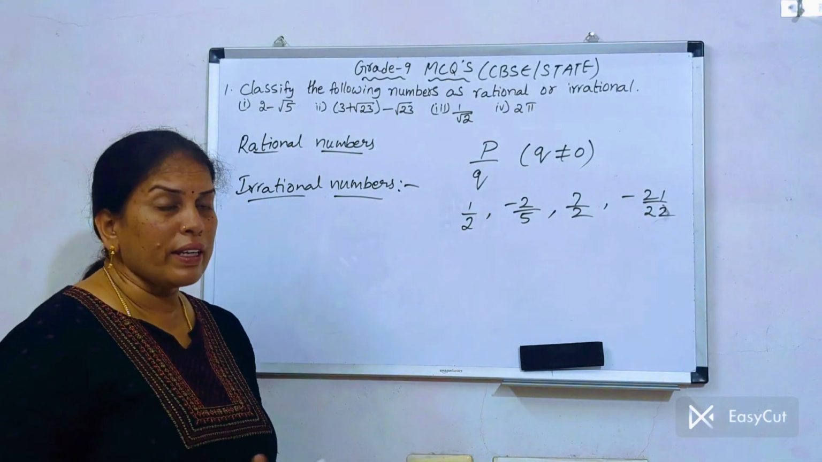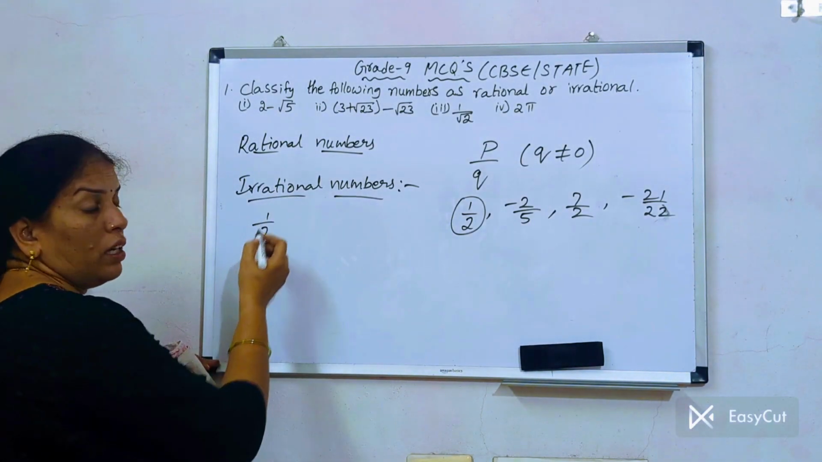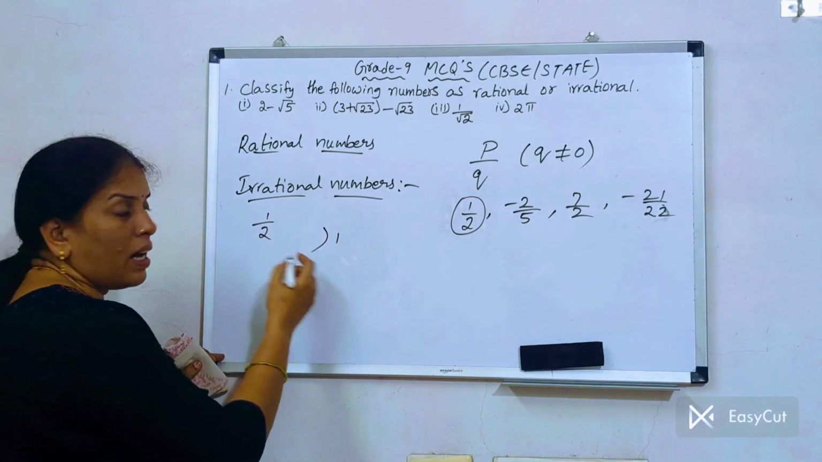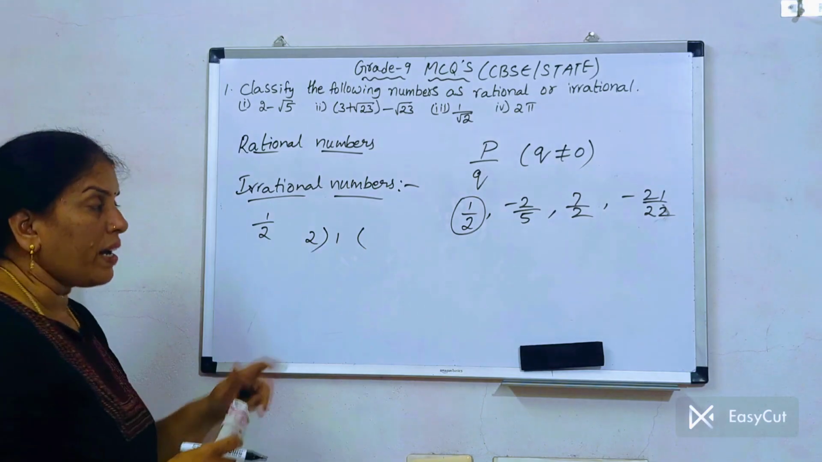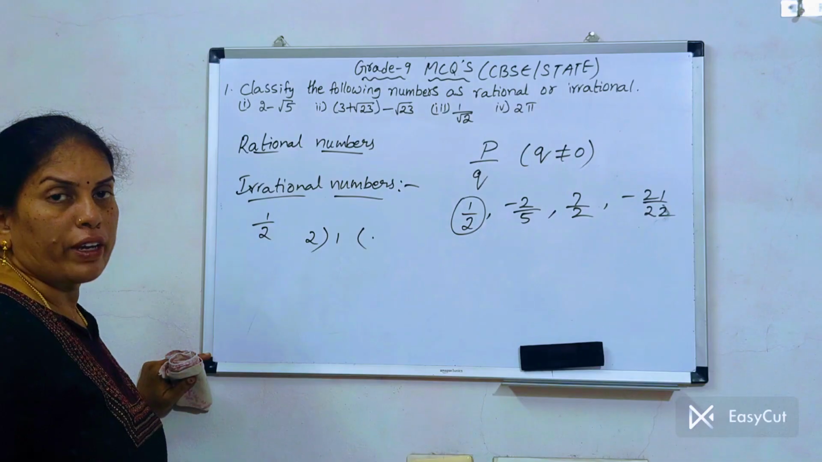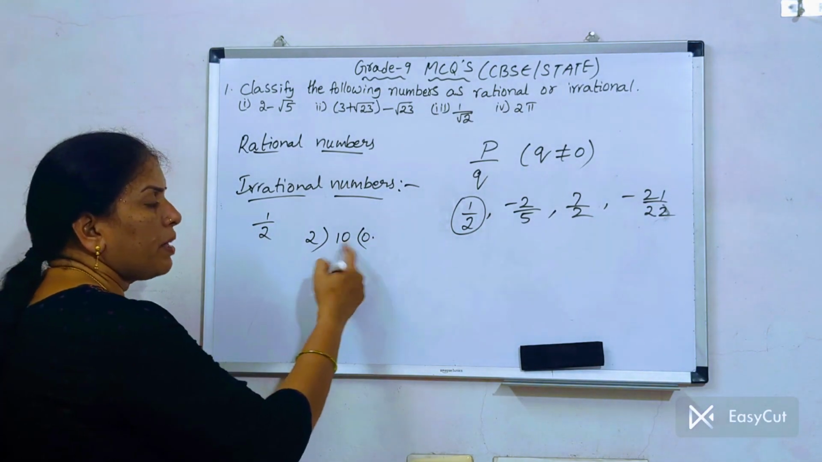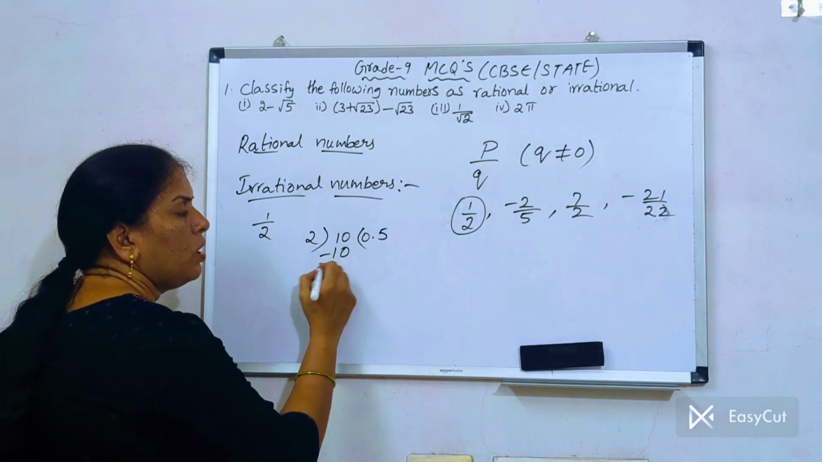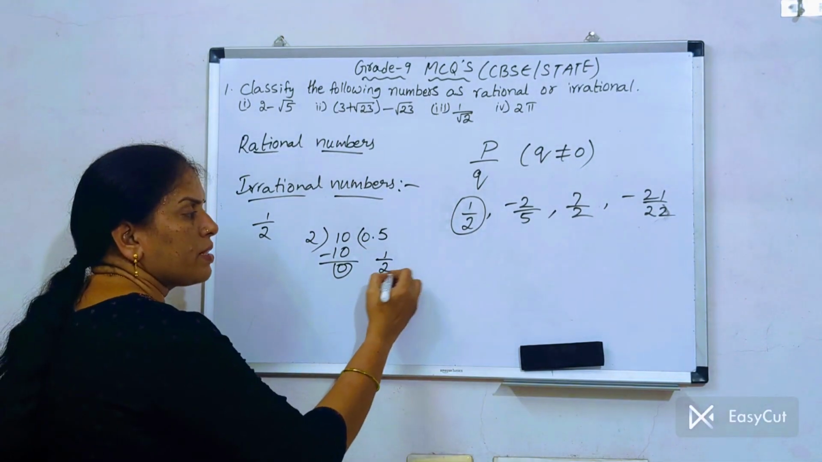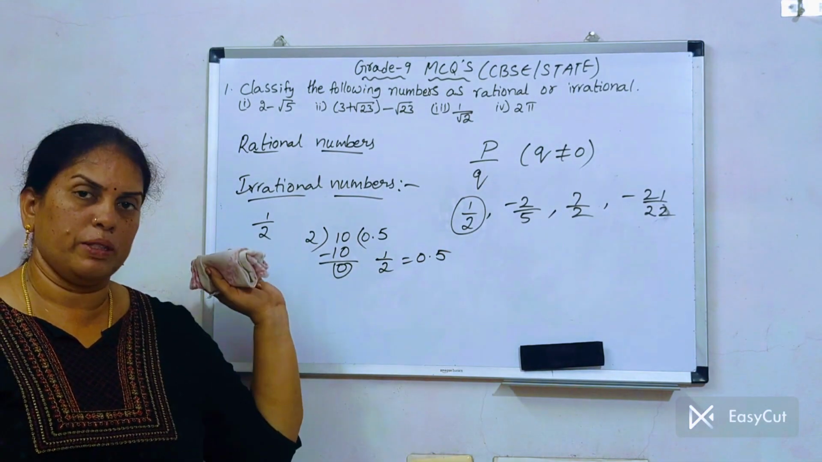One more thing, I will divide this one. 1 by 2. How to divide? Numerator is the dividend, denominator is the divisor. 1 is less than 2, it won't divide. Keep a decimal point, and you can take 10. 2 fives are 10, so 5 times it divides. So 0.5 is the answer. 1 by 2 is equal to 0.5. This is a rational number.